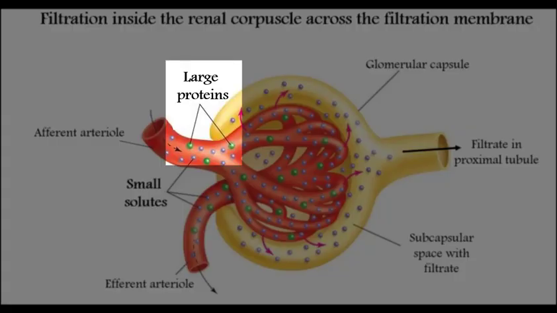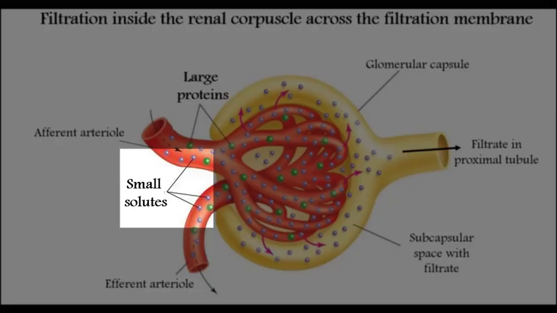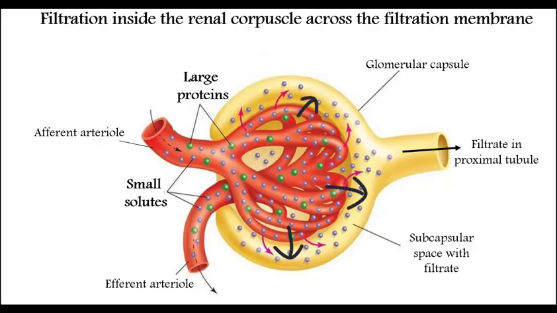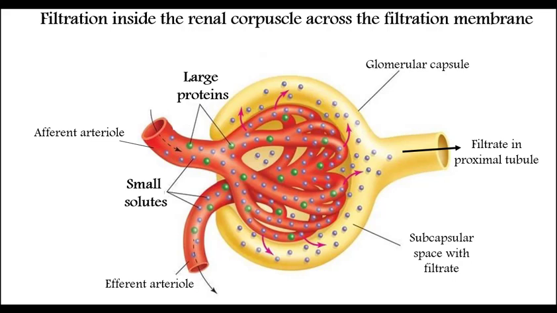Cells and large molecules, like albumin and antibodies, can't normally cross that filtration membrane. But minerals, vitamins, sugars, amino acids, and all the other small molecules do get filtered and end up in the subcapsular space. That fluid is now called filtrate, and after some adjustments, that's what will become urine.